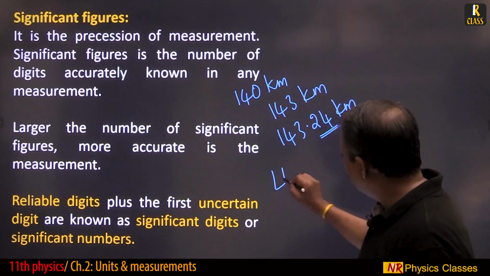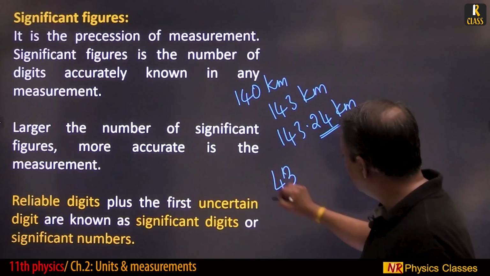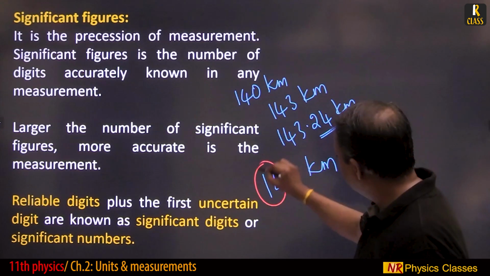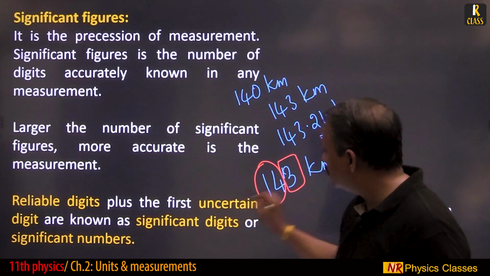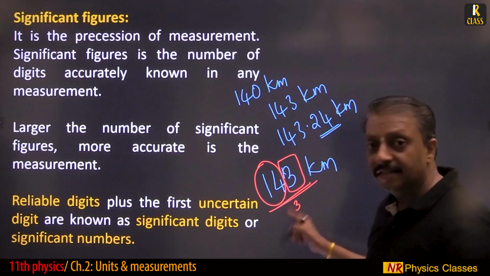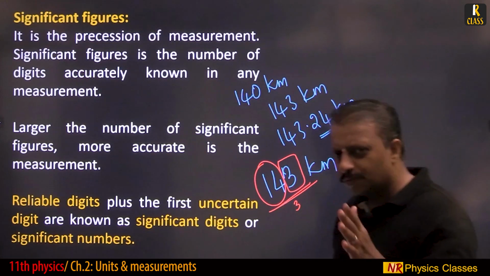In this 143 kilometer, these two are reliable. This is the uncertain digit. Including these two, we have to say there are three significant figures. The last one is the uncertain one.